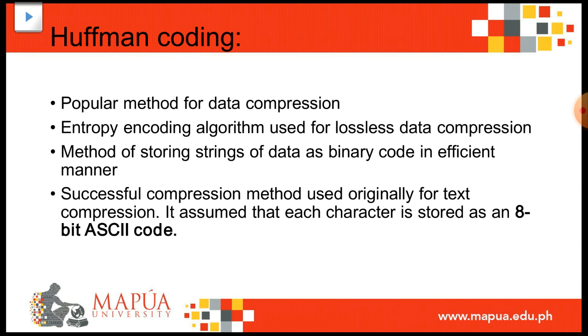The next one is the Huffman coding. It is the popular method for data compression. Entropy encoding algorithm used for lossless data compression. It is also a method of storing strings of data as binary code in efficient manner. It is also a successful compression method used originally for text compression. It assumes that each character is stored as an 8-bit ASCII code.